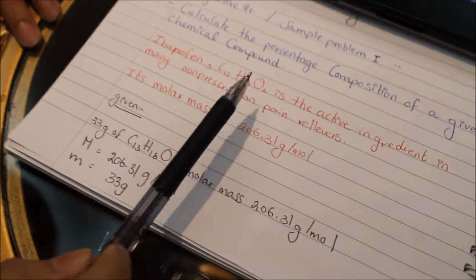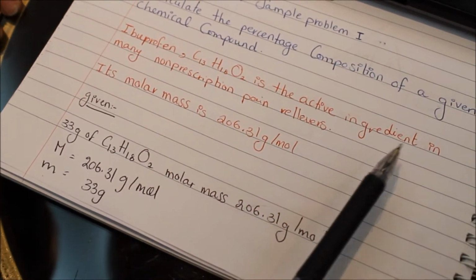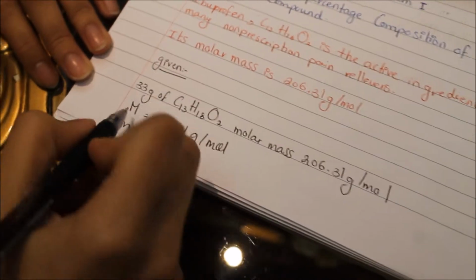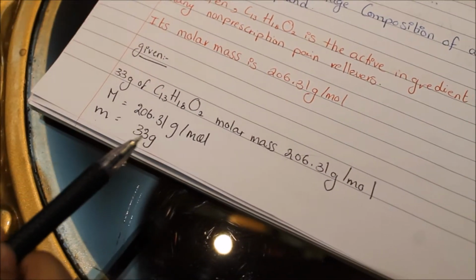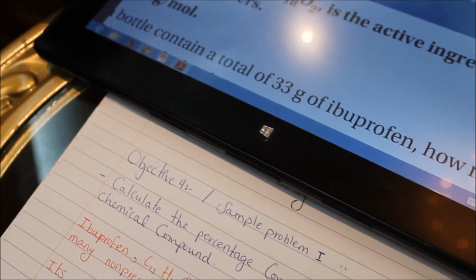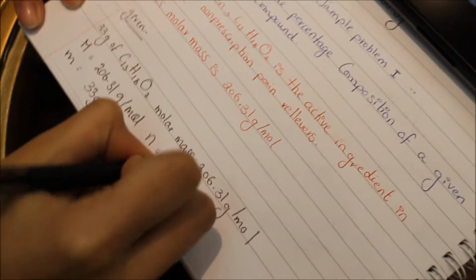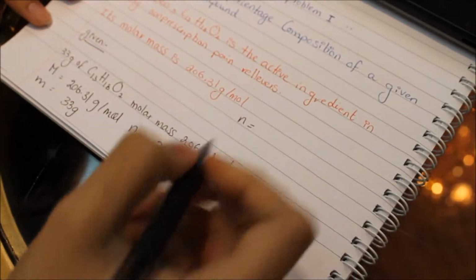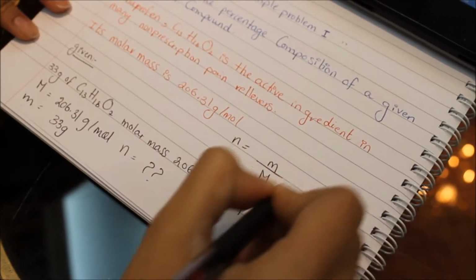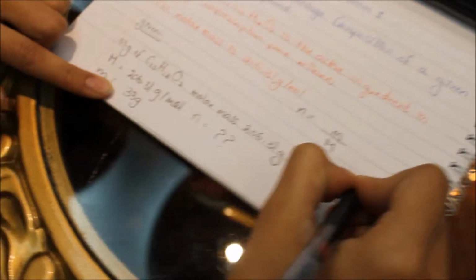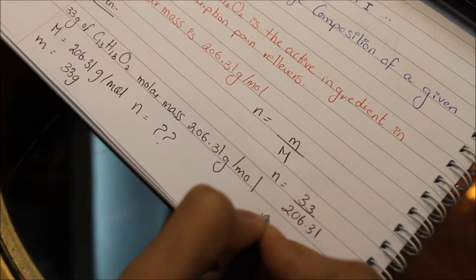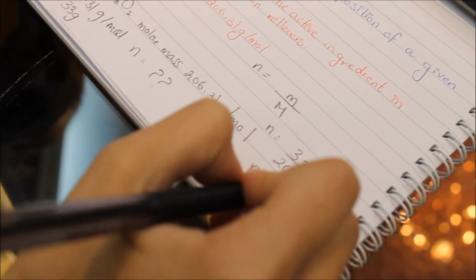Ibuprofen, C13H18O2, is the active ingredient in many non-prescription pain relievers. Its molar mass is 206.31 grams per mole. So the molar mass is the number, and the mass is from the question. The bottle of ibuprofen has 33 grams. So what we have to do is find the number of moles. So we write number of moles, and remember the triangle. So we write mass over molar mass. So we divide. The answer after we divide it is 0.16 mole.